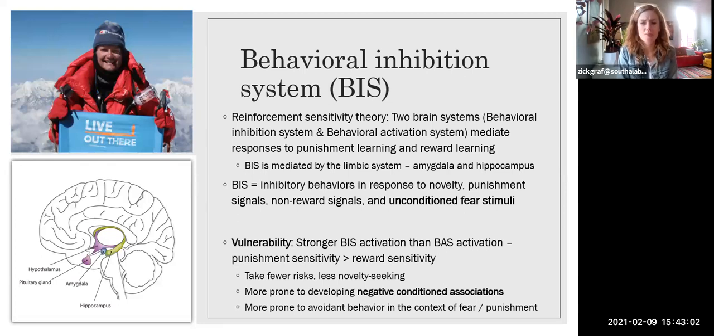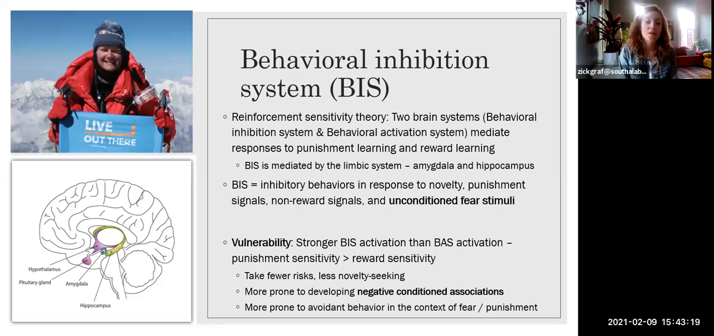as well as non-reward signals. So not so much a negative outcome of a behavior, but a lack of a positive outcome. The behavioral inhibition system, basically one of its jobs is to teach us what not to do, teach us what behaviors are not rewarded, teach us what behaviors are punished.